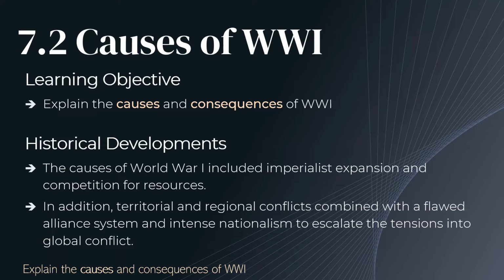And historical developments we're looking at, the causes of World War I included imperialist expansion and competition for resources. In addition, territorial and regional conflicts combined with a flawed alliance system and intense nationalism to escalate the tensions into global conflict. So just looking once real quick at the historical developments, you can see how this comes straight out of Unit 6, and what we've learned so far in 7.1 with the shifting power is coming all of this together to set us up for our First World War in the 20th century.